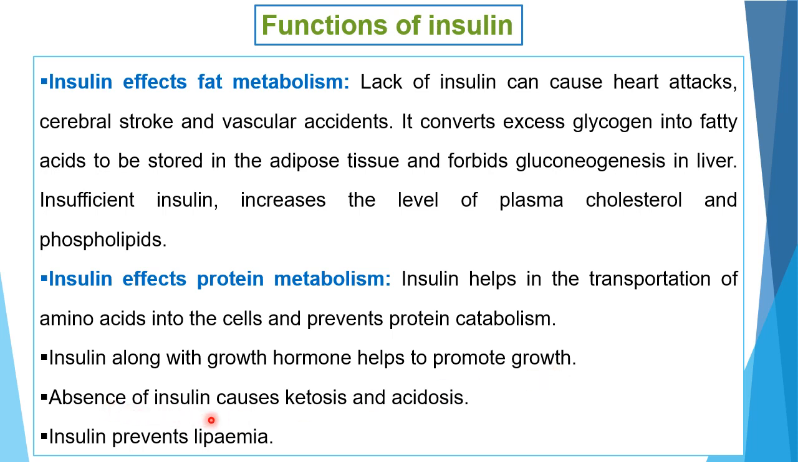Absence of insulin causes ketosis, meaning formation of ketone bodies in body fluids in large quantities, and acidosis, that is production of acetoacetic acid and beta hydroxybutyric acid in body fluids. It is especially seen during severe diabetic conditions. Insulin prevents lipemia. In lipemia, there is a rise in plasma fatty acid concentration.